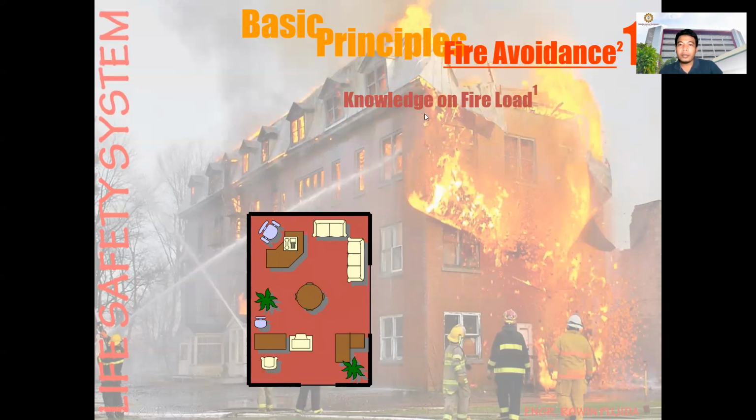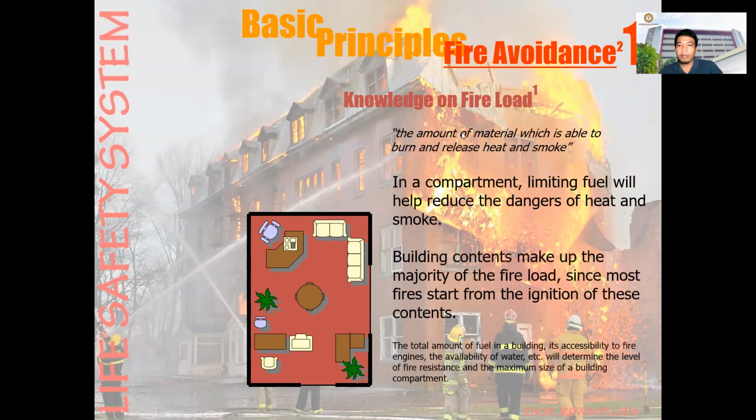Next is the knowledge on the fire load. So the amount of material which is able to burn and release heat and smoke. So in a compartment, limiting fuel will help reduce the danger of heat and smoke. Building contents make up the majority of the fire load, since most fires start from the ignition of this content. So the total amount of fuel in a building, its accessibility to fire engines, the availability of water, etc., will determine the level of fire resistance and the maximum size of the building compartment.